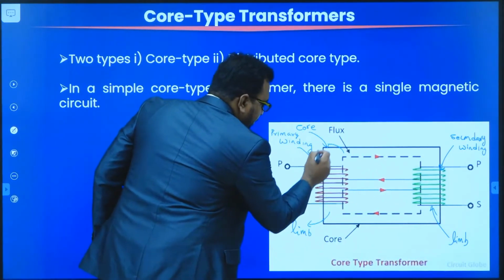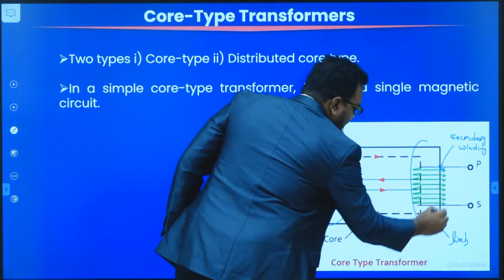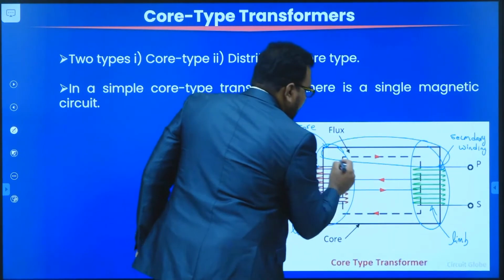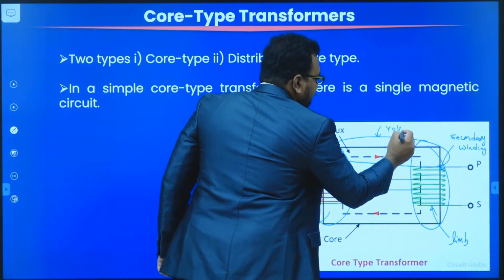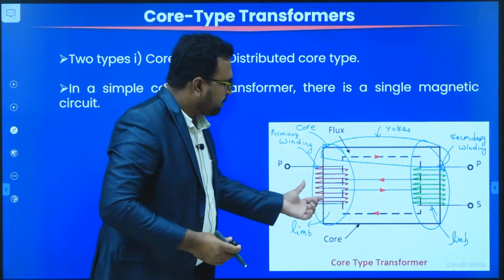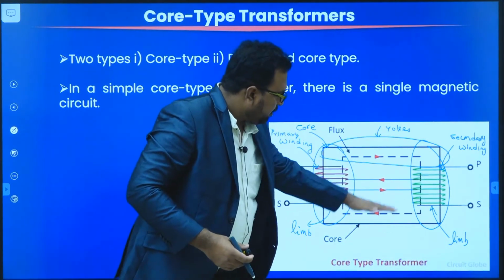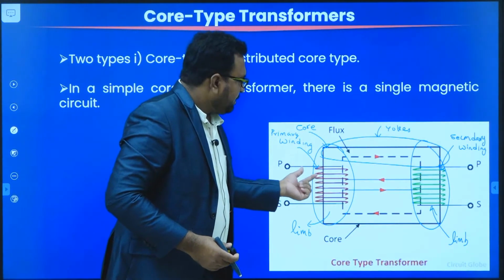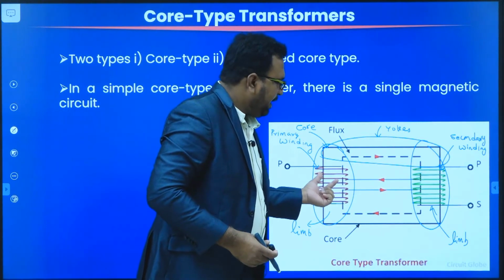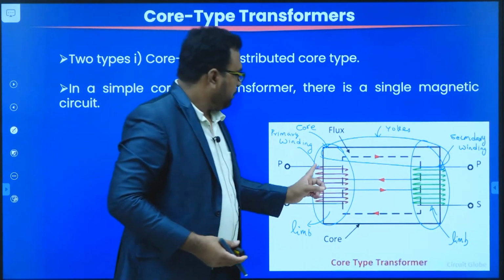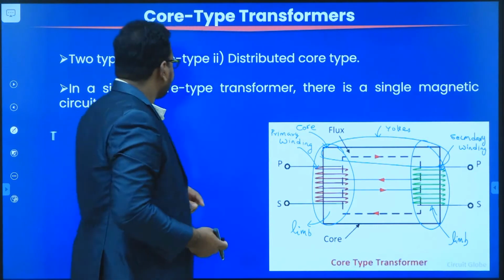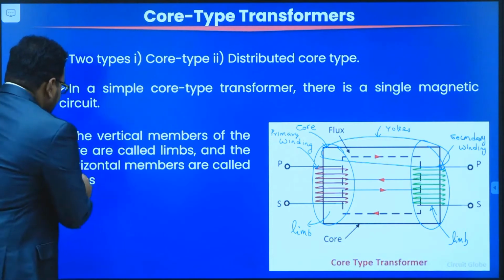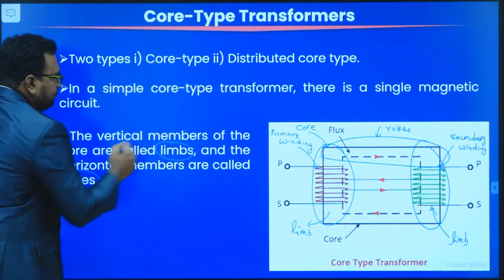The vertical parts of the core. These are the two vertical parts of the core, and we call them limbs. And the horizontal parts, we call them yokes. The vertical parts are called limbs, and the horizontal parts of the core are called yokes. And if the windings are provided on the limbs, that means here the windings surround the core. The vertical members of the core are called limbs, and the horizontal members are called yokes.